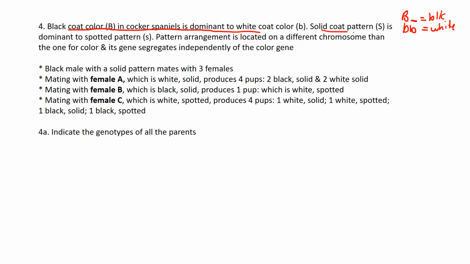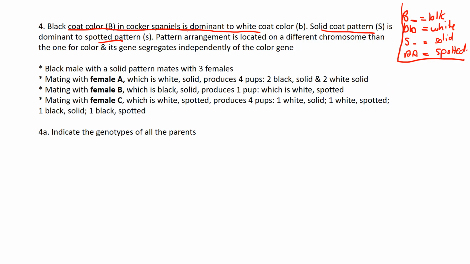Okay, solid color, capital S, is dominant to spotted. So if I have a capital S, doesn't matter what the other allele is, that's going to be solid. And if I have two little s's, make them very different than your big S's, that's going to be spotted. Okay, so there's our legend. Often the toughest thing to do. If you get the legend wrong, probably everything else is going to be wrong as well.